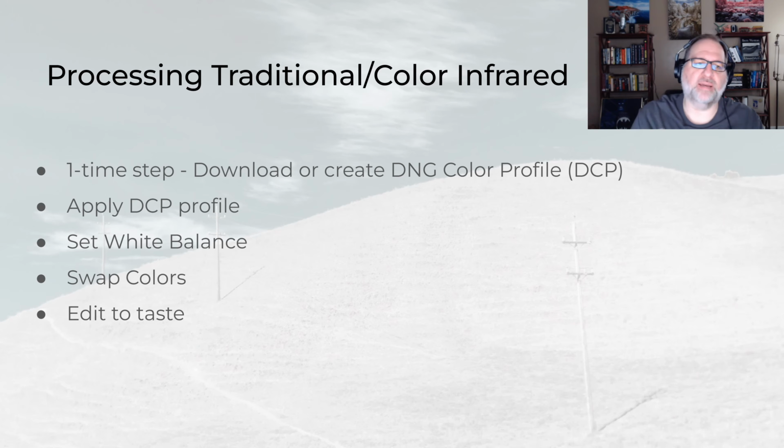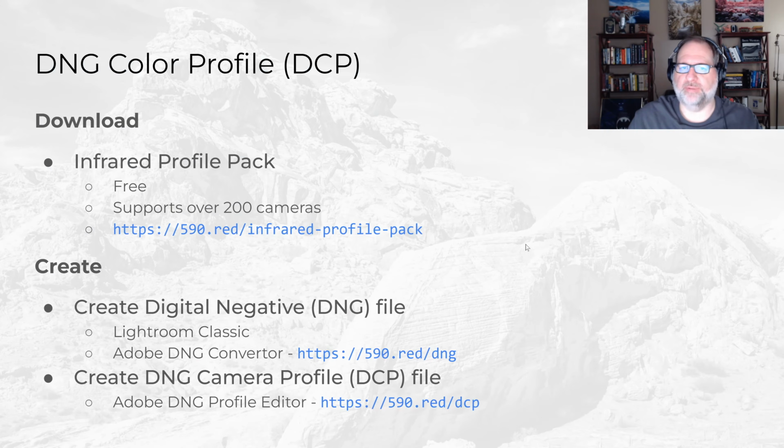So there's a one-step process of creating a profile. This profile is going to shift the color temperature to allow us to get a good white balance. So that's the first step. Then we apply that profile. Now we can actually set a good white balance in our editor. If we want, we can swap colors to make those skies blue and then edit to taste. So once you get past these first couple steps, everything's pretty straightforward, and it becomes a lot like editing typical visible light images.